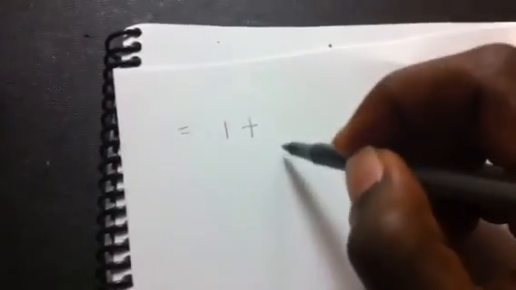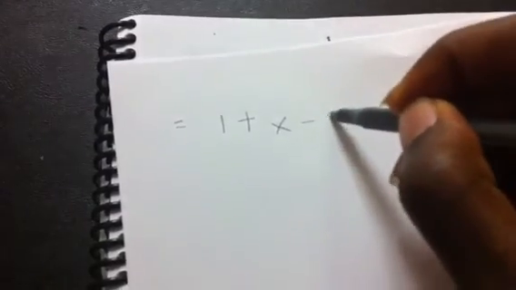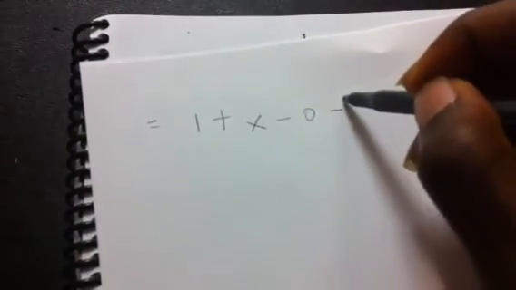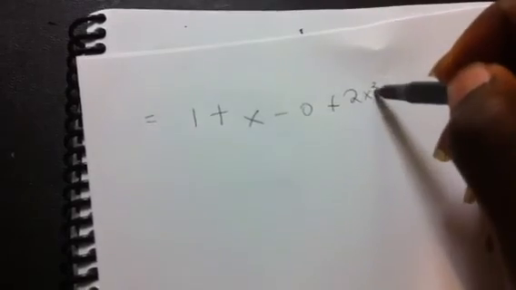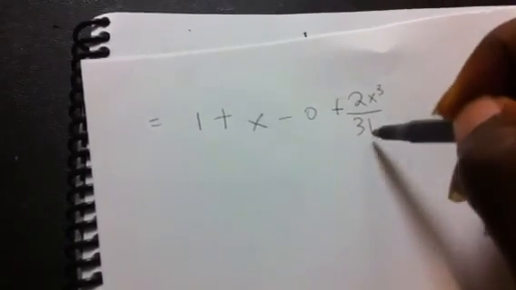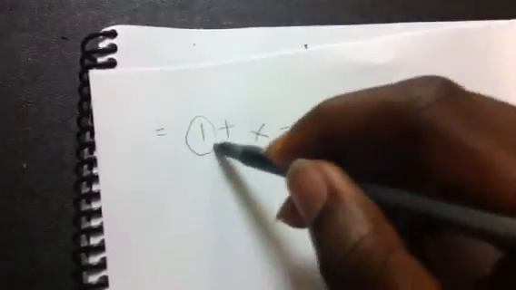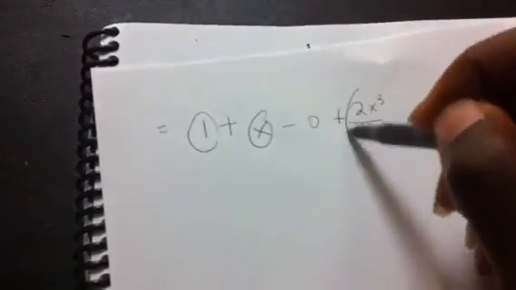And let me flip the page here. What that should give us is 1 plus x minus 0 plus 2x cubed over 3 factorial. And these are the first 3 non-zero terms in the Taylor series.